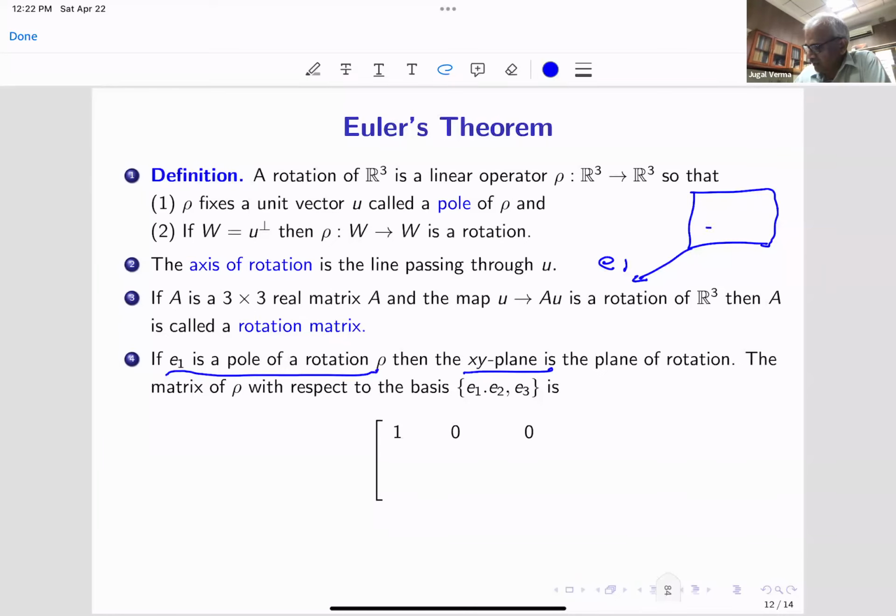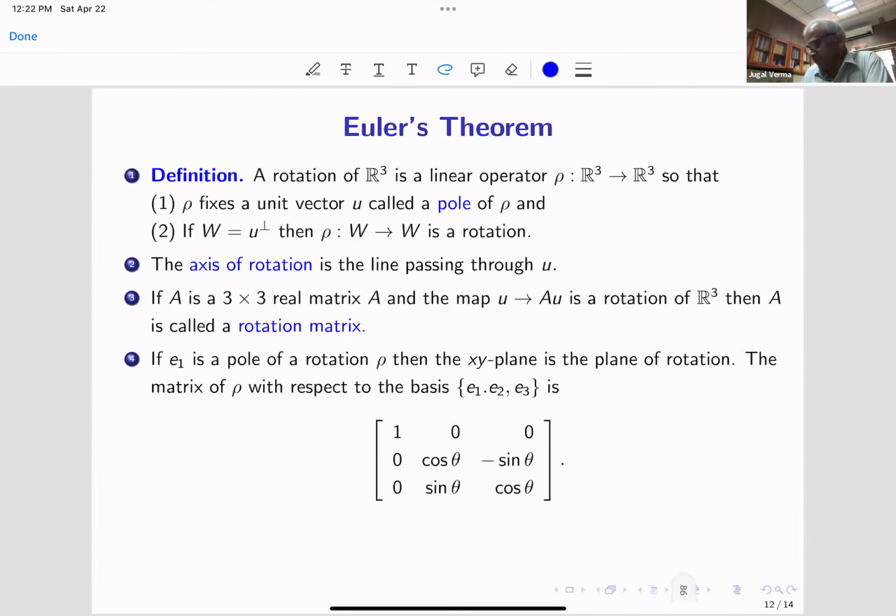So here I am rotating vectors by angle theta. E2 is mapped to another vector, and E3 is mapped to another vector, and these are obtained by rotating by angle theta. So if I write the matrix of this rotation, this is the YZ plane, then with respect to E1, E2, E3, this is the matrix. In the YZ plane, this is the matrix of rotation, and the x-axis is being fixed.